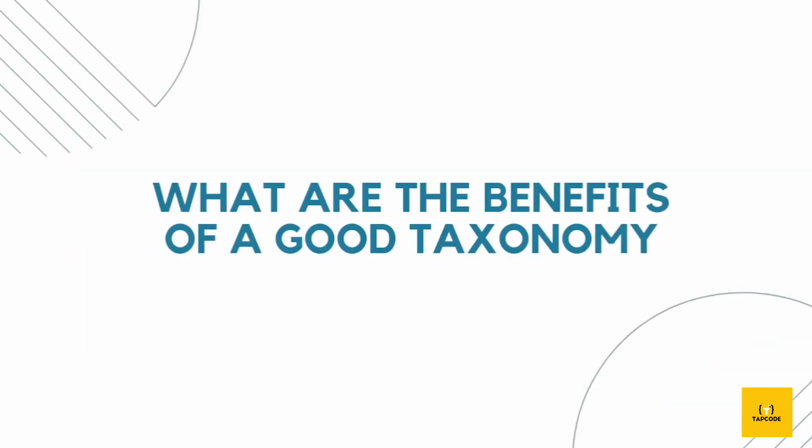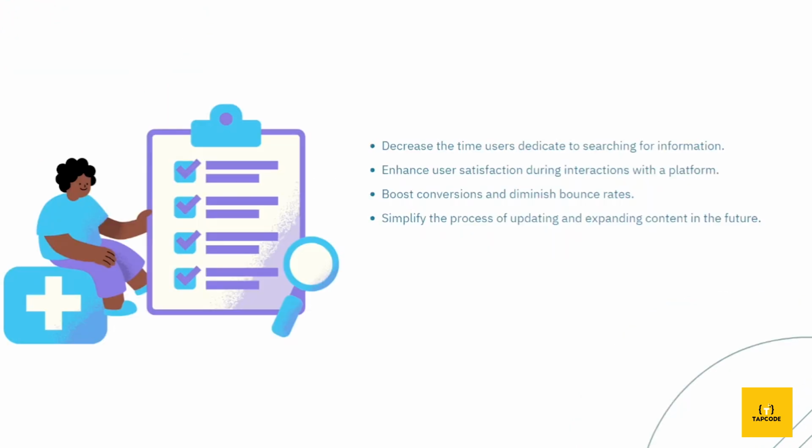So, what are the benefits of a good taxonomy? We'll talk about four main benefits. Taxonomy decreases the time users use to search for information. For example, if a user is navigating your product and your menu items are not positioned well, the user will spend more time interacting with the product, and that might affect the user flow and also business needs. The second one is to enhance user satisfaction whenever they are interacting with our platform. Whenever there's a good taxonomy, it helps users to enjoy the overall user flow of the app, making it easier to access elements and content in less time.